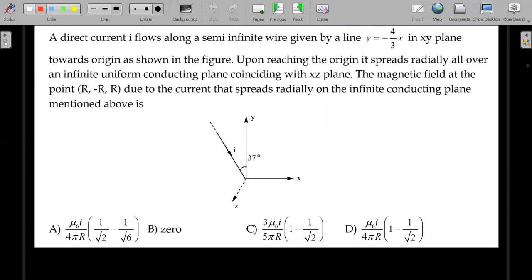If you would like to try this problem, I would suggest you pause the video here, try it for some time, and then continue watching the solution. Okay, let's move ahead.